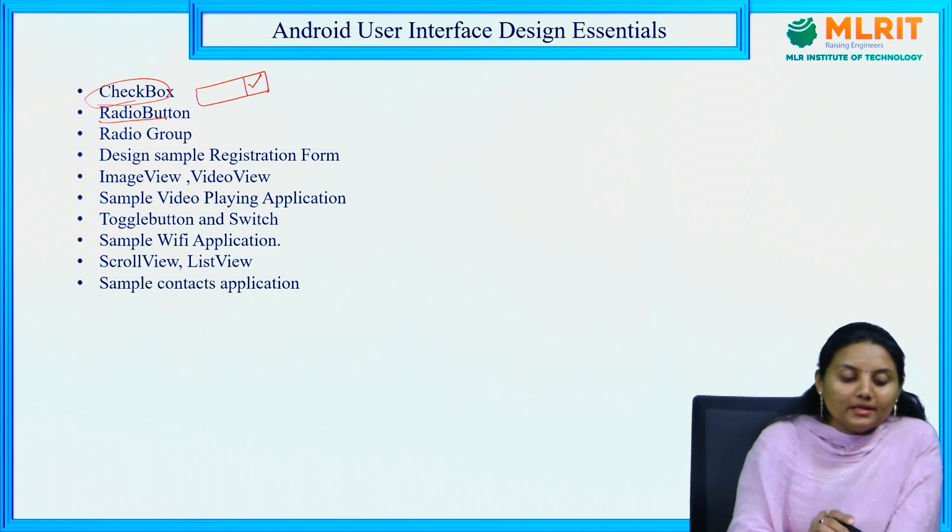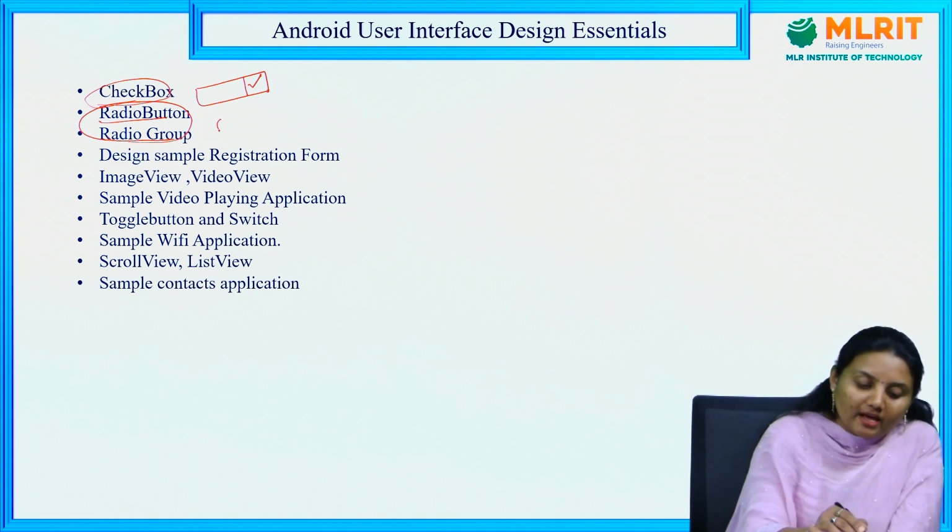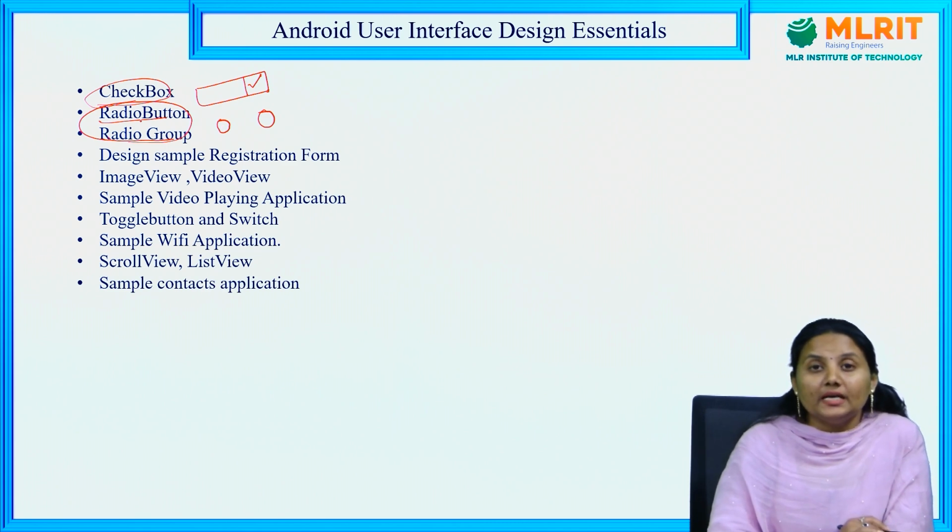Then radio button and radio group together we are using. So you will have a circle. If you have multiple options, but you have to select one among them, then you will make use of a radio button. A set of radio buttons together we call a radio group.